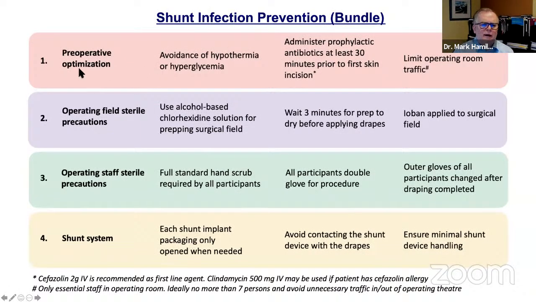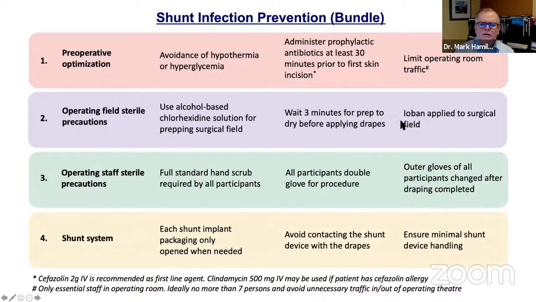So there are 4 aspects: preoperative optimization, so avoiding hypothermia, hyperglycemia, administering antibiotics at least 30 minutes prior to the first skin incision, reduce the operating room traffic. I think a very important part is if you're still using betadine, povidone, switch to an alcohol-based chlorhexidine solution. This is much more efficacious. Make sure that it dries. I watched a lot of people put betadine on skin and they're basically draping right afterwards while everything's still wet.